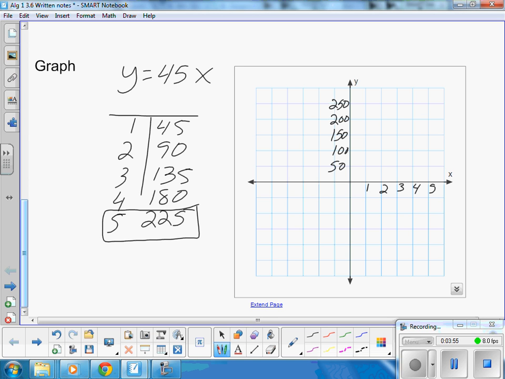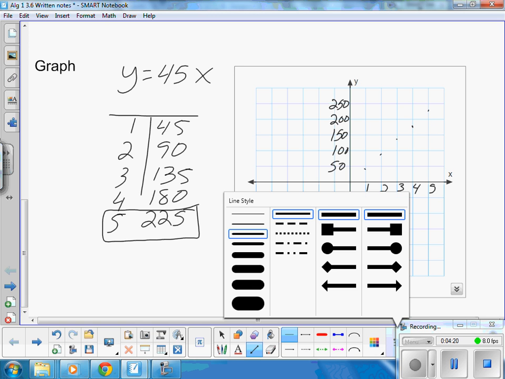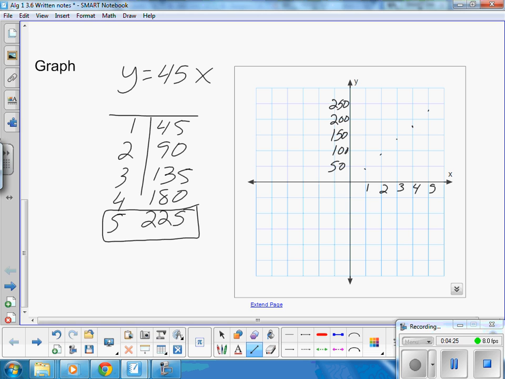So at 1, we're at 45, which is just under 50. 2 is 90. 3 is 135, somewhere in here. 4 is at 180. And 5 is at 225. And when I draw my line for this problem, it's going to go through 0, 0, and those values.